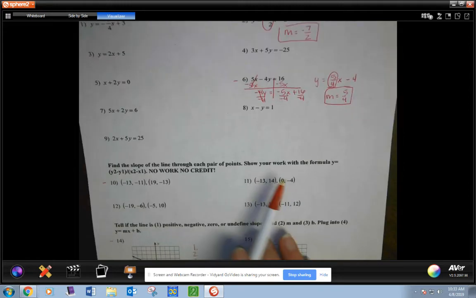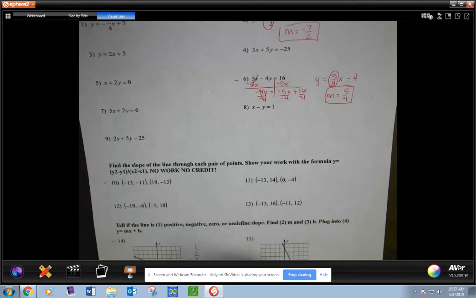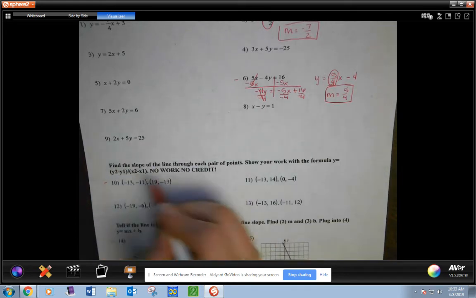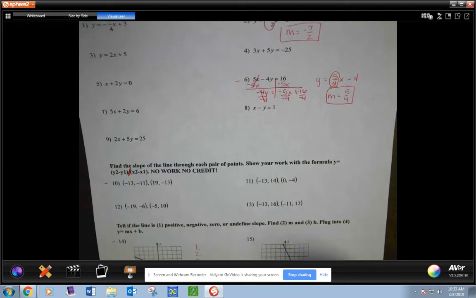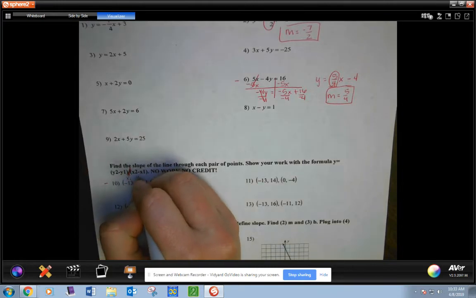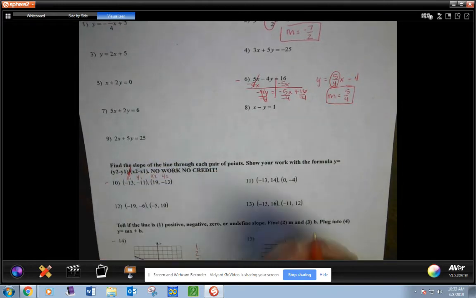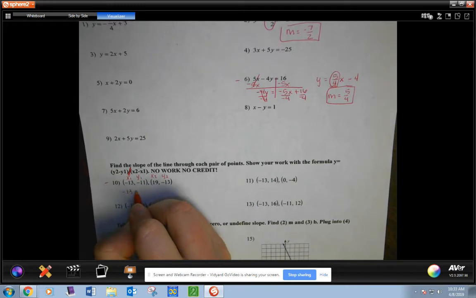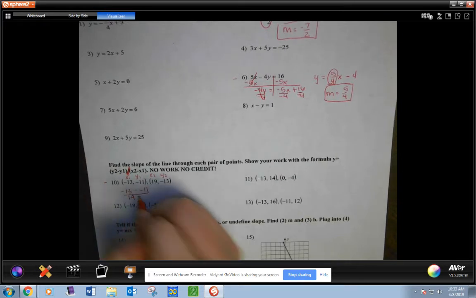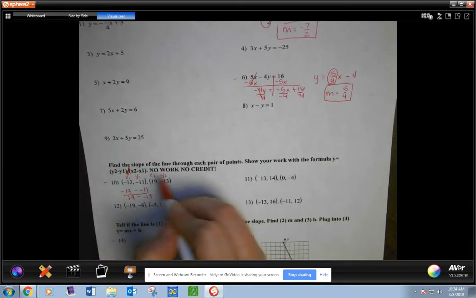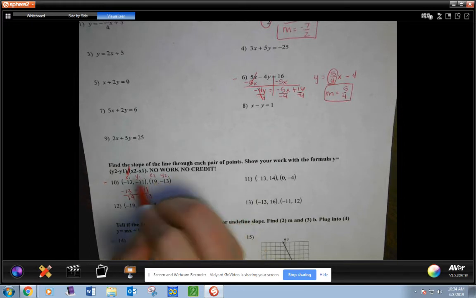Now, for this part, it says show your work with the formula. I'm going to show you 2 ways that you can do this, and I'll let you pick the way you like better. But I want to see this plug in no matter what, so I can make sure you know how to use your formula. It's y2 minus y1 over x2 minus x1. I'm sorry, the way the computer software set it up, I couldn't write it differently. So if you would, x1, y1, x2, y2. What I want to see is that plug-in. I want to see negative 13 minus negative 11 over 19 minus negative 13. So we're just doing y2 minus y1, x2 minus x1.